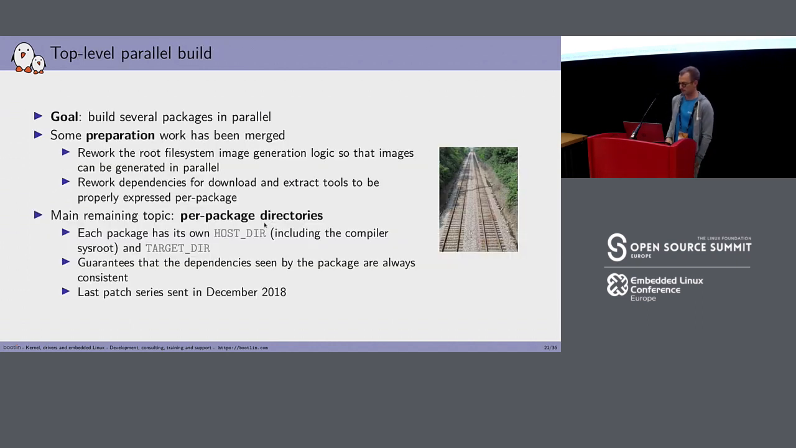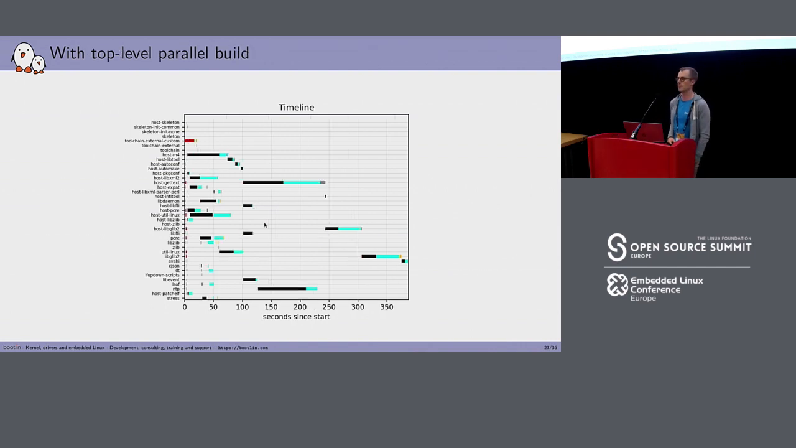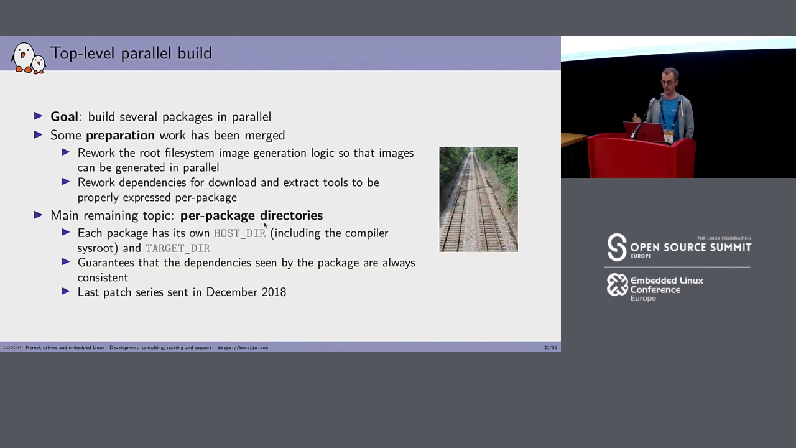Another topic that has made some amount of progress, even if not enough, is top-level parallel build. So right now, the way the build works is that builds are linear. Every package is built after the other. Within each package, we leverage multiple cores by using make -j something, depending on your number of CPUs. But packages are built one after the other. And what top-level parallel build allows us to do is to use your multiple cores to build multiple packages in parallel, of course, as long as they don't have any dependency relationship. So this is something that has been in the works for quite some time.